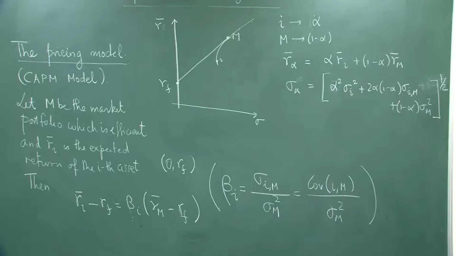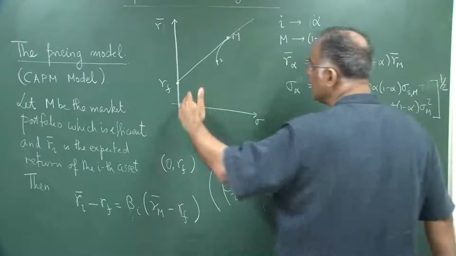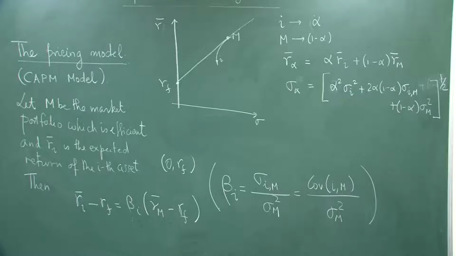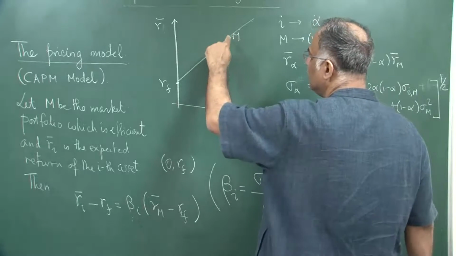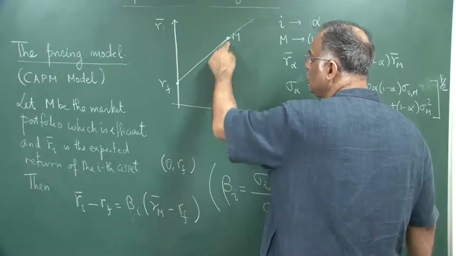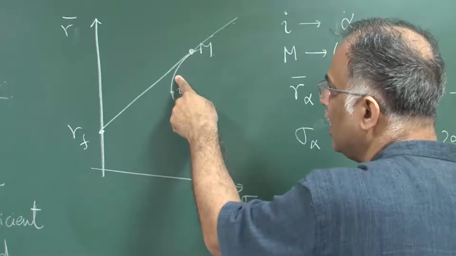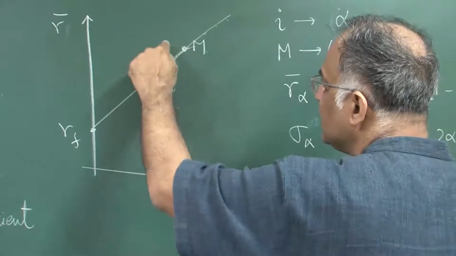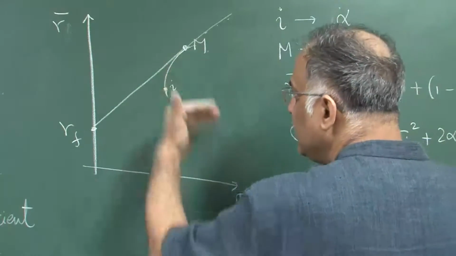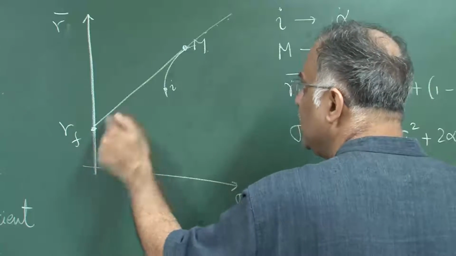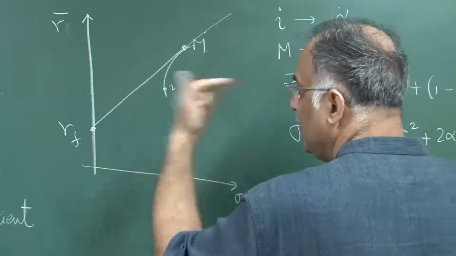Now, you see this curve cannot go over this capital market line. If it goes over this capital market line, then there is a big problem. The problem is the following. There could be inefficient portfolios which cross the efficient portfolio, because none of the inefficient portfolio paths can cross the efficient frontier, because this is the efficient frontier.